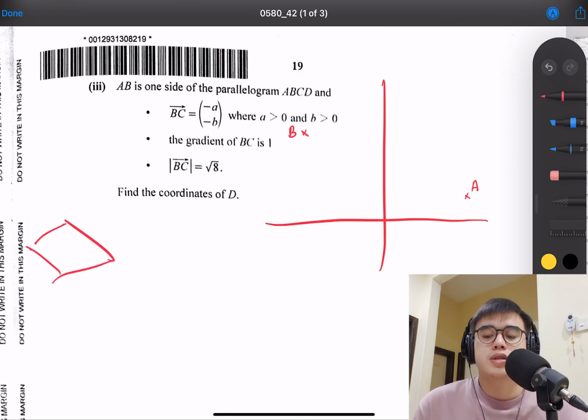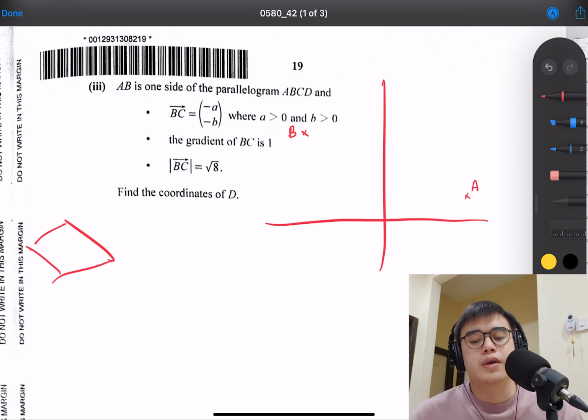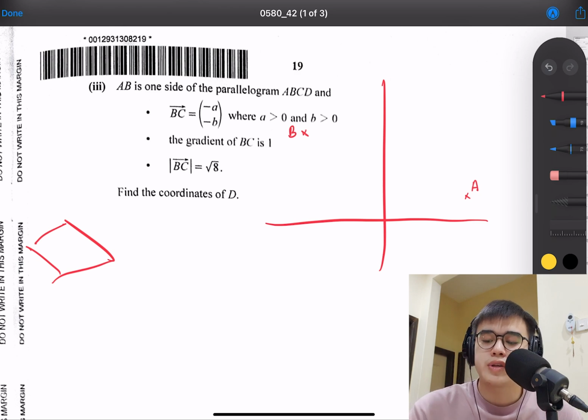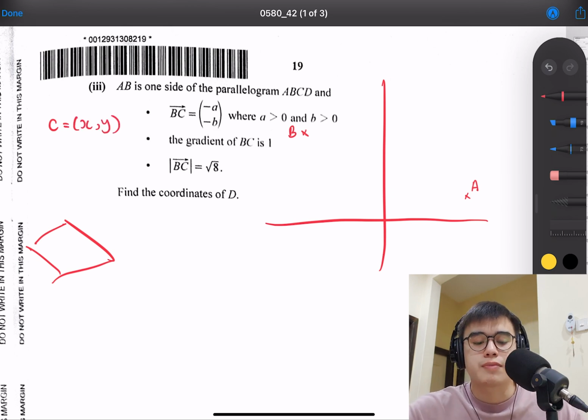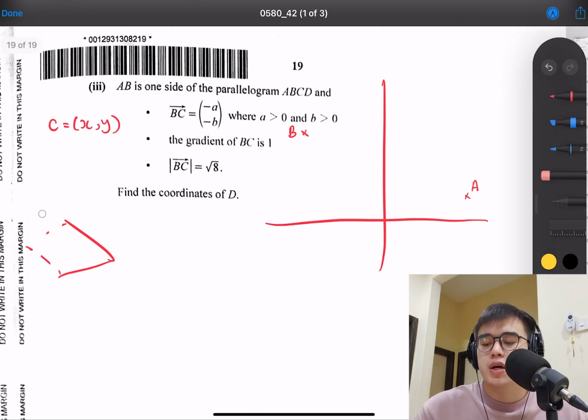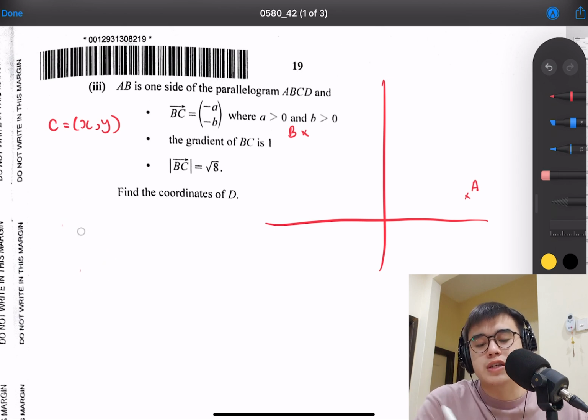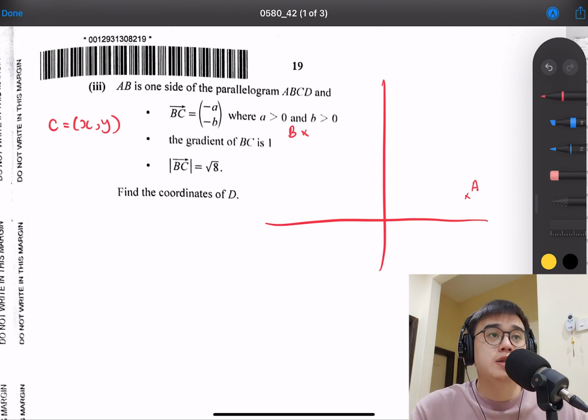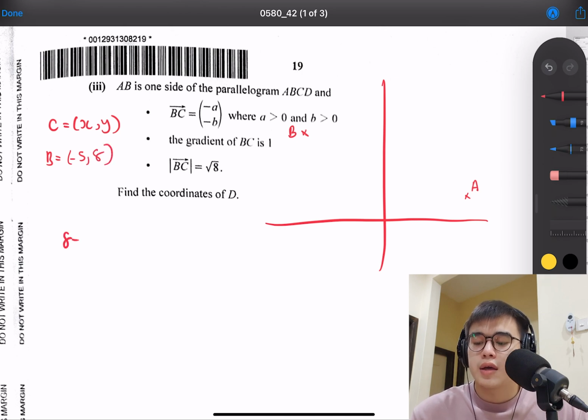Okay, and they say BC is by going -a, -b. So assuming point C is actually (x, y), let's run some calculation first based on the limited information that we were given. I first assume that C is (x, y) and B's point is (-5, 8). So (8 minus y) over (-5 minus x) equals 1.